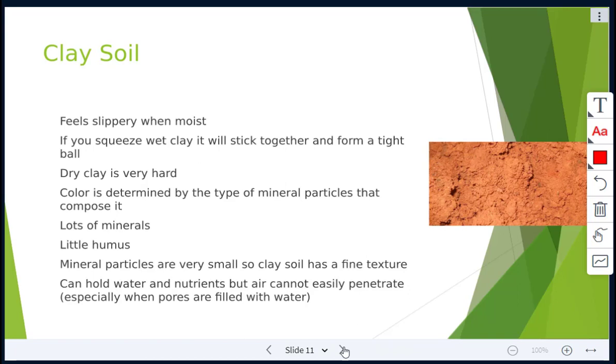Next is clay soil. It feels very slippery when moist. If you squeeze wet clay, it will stick together and form a tight ball. Dry clay gets very hard, and its color depends on what type of mineral particles compose it. It has lots of minerals, very little humus, and the mineral particles are very small, so it has a very fine texture. It can hold water and nutrients, but air cannot easily penetrate, especially when the pores are filled with water.